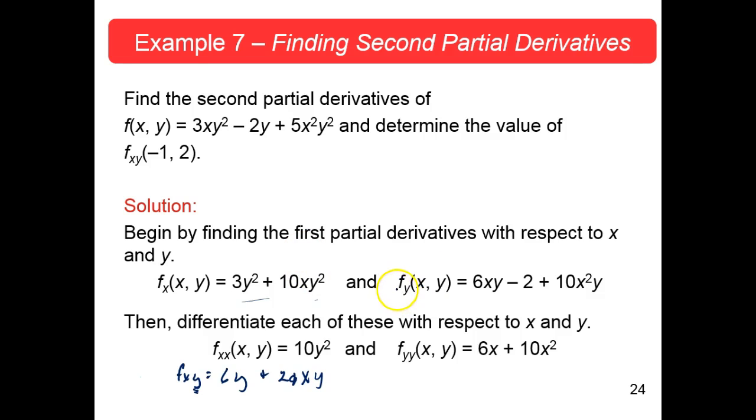Okay. Now let's take the partial of this one with respect to x. F sub y, take the partial with respect to x. And what would that be? 6. No, taking with respect to x. Take the partial with respect to y of that. 0. Okay, and the partial with respect to y of this?